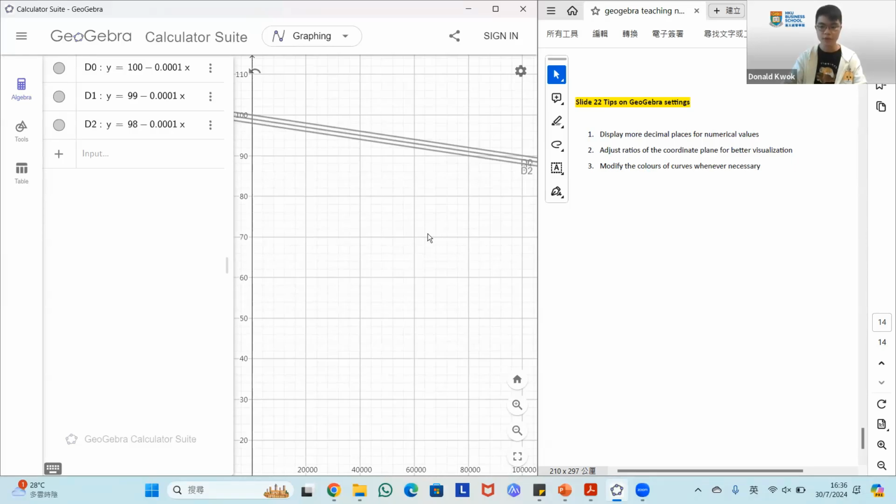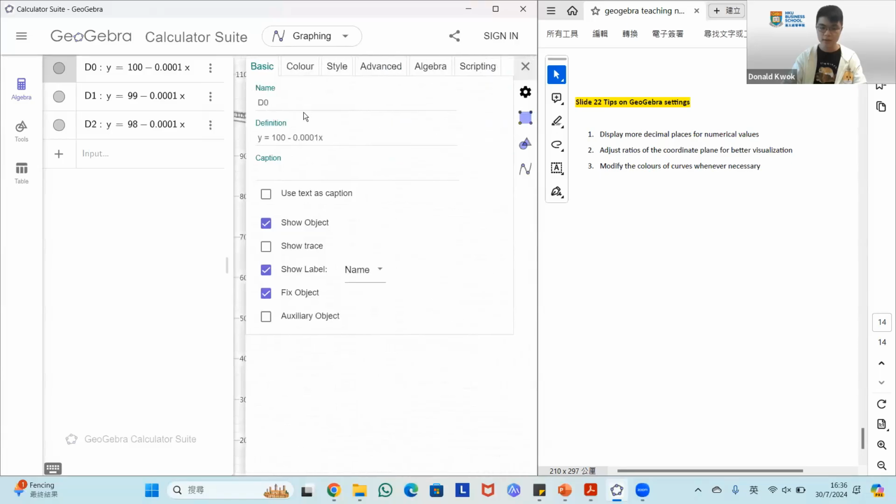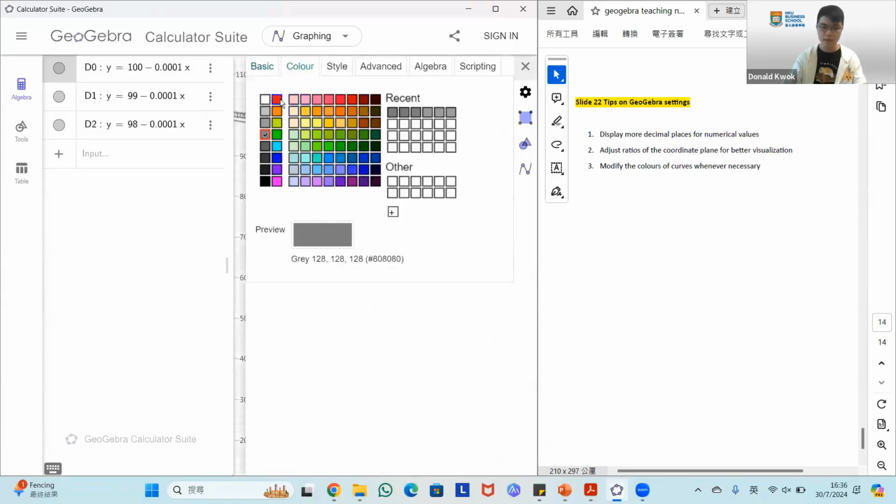Third, some students would like to change the colors of the curves to better visualize them in the graph. Like the 3 demand curves here again, they are very close to each other and you may mix them up easily. If you'd like to change the colors for these 3 curves for better visualization, click the 3 dots and then choose Settings. You can see something called Color, and you can change the colors here easily.